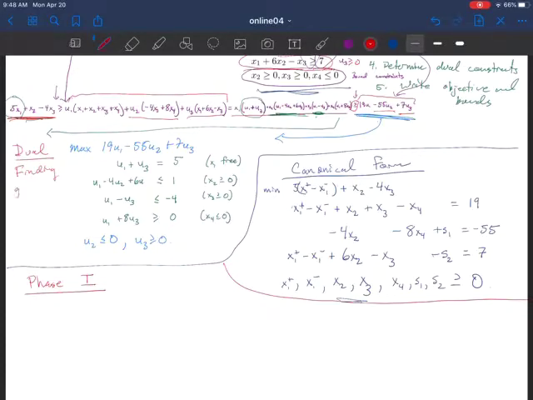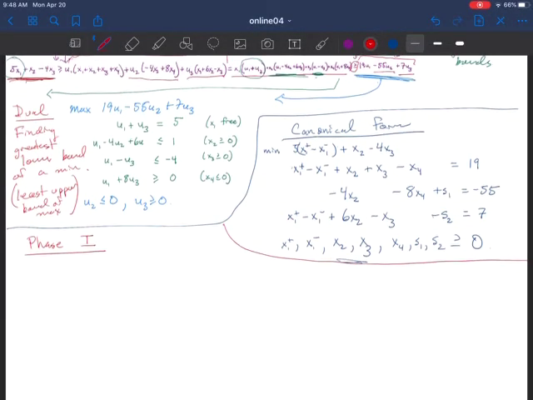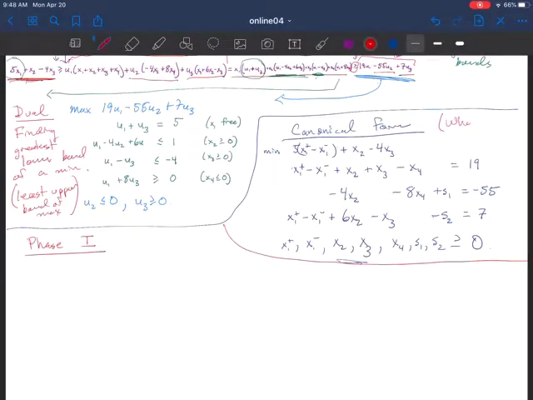Okay, remember the dual, this is here. This is all about finding the greatest lower bound of a min. If this had been a max, it would have been the least upper bound. Canonical form is what simplex needs.